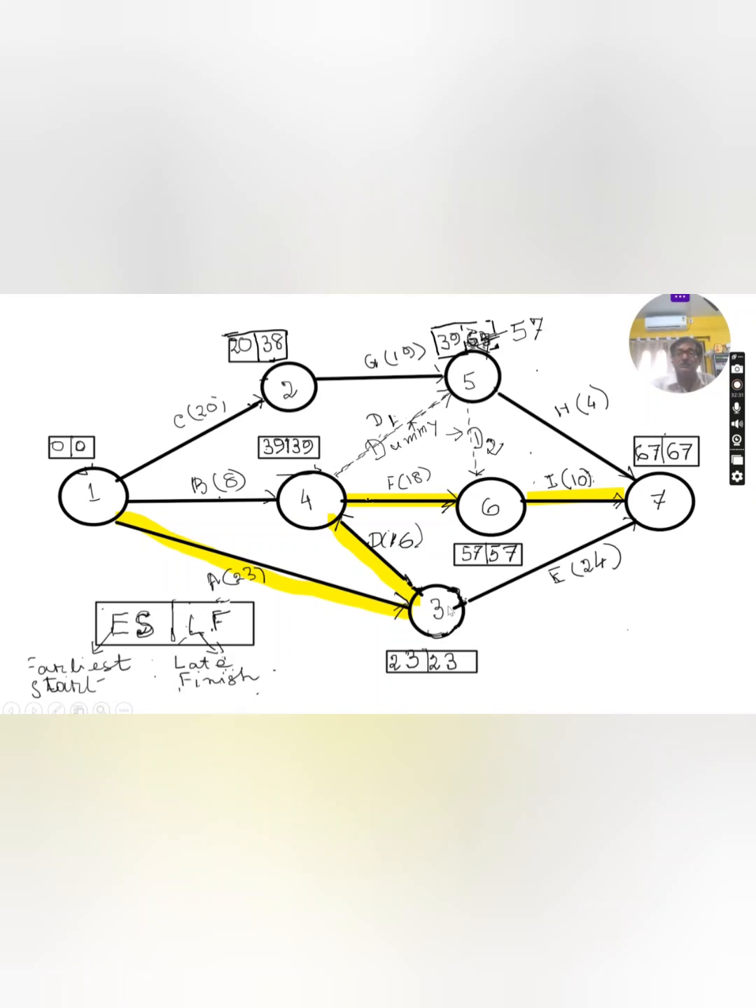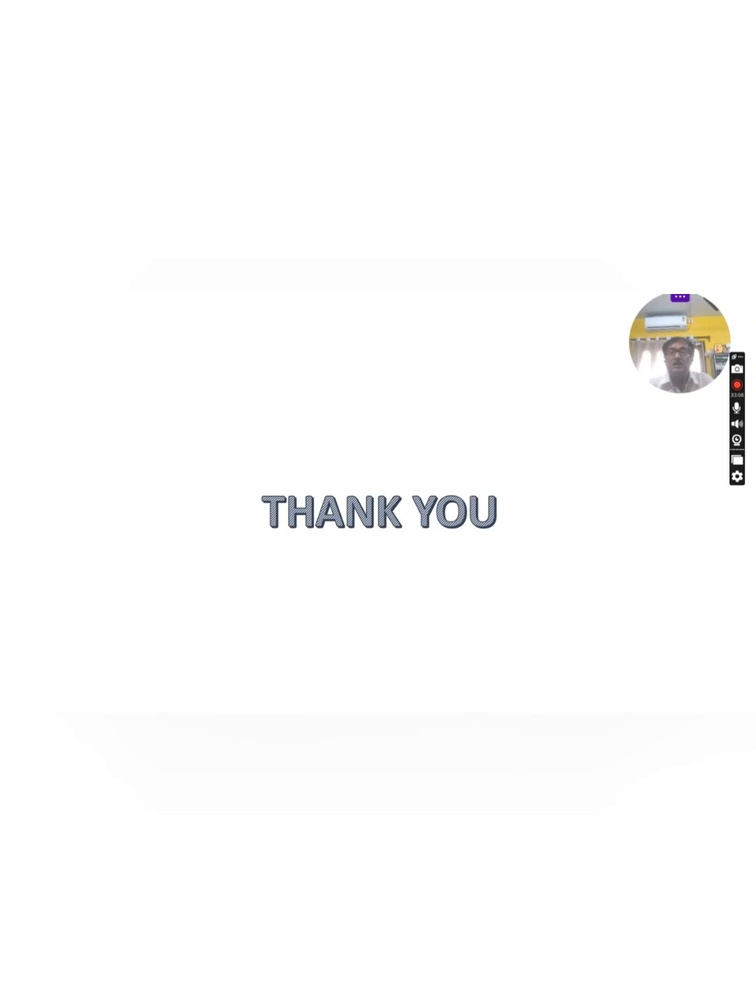So these are the critical activities, and you can see the earliest start time and latest finish time are the same: 23, 23, 39, 39, and also 57. This is the critical path. And what is the minimum time to complete the project? That means you have to complete all the activities, which is 67 days. This is all about the critical path and finding the minimum duration for completing the project. Thank you. If you have any doubt, please mention it in the comment box and I will reply at the earliest possible.